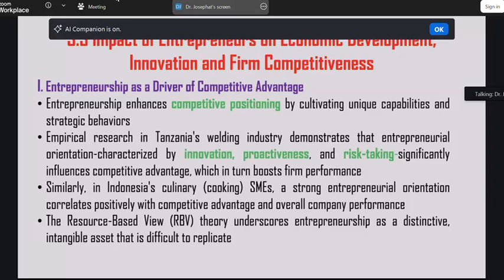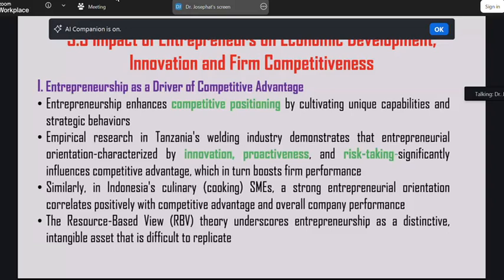Similarly, in various studies in Indonesia's culinary or cooking industries, SMEs have strong entrepreneurial intentions which correlate positively with a competitive advantage in the overall company performance. And based on the resource-based view theory, which underscores entrepreneurship as a distinctive, intangible asset that's difficult to replicate.